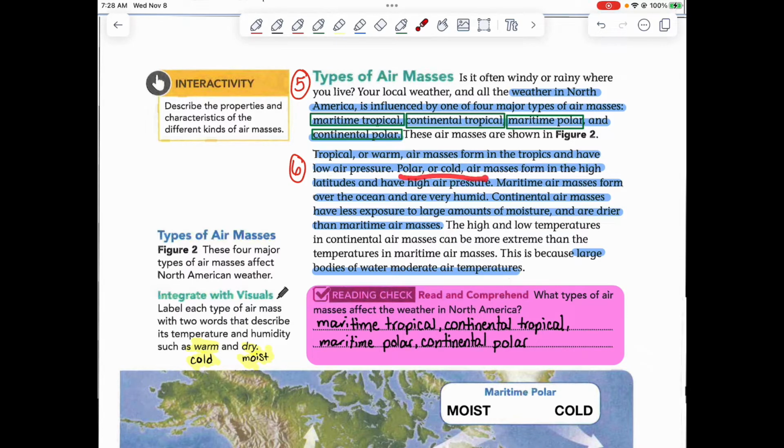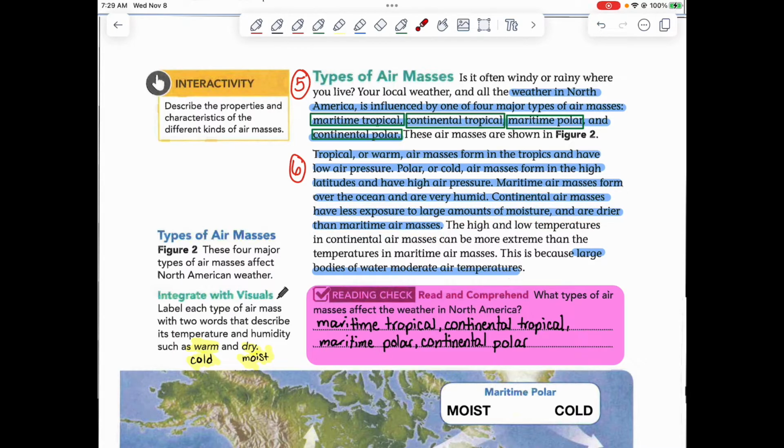Polar or cold air masses form in the high latitudes and have high air pressure. Maritime air masses form over the ocean and are very humid. Continental air masses have less exposure to large amounts of moisture and are drier than maritime air masses.